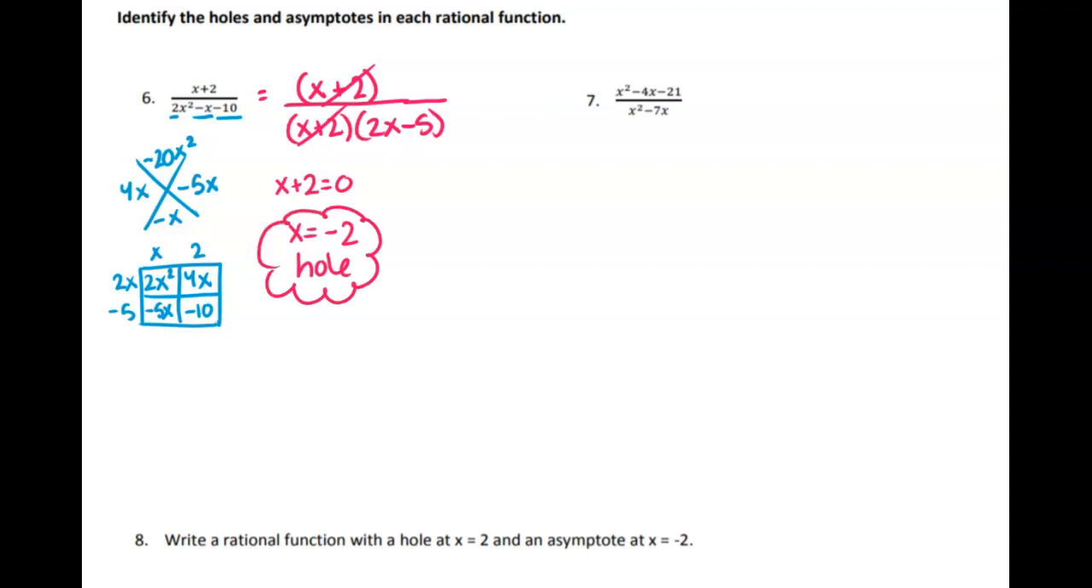The 2x minus 5 is left in the denominator, and so that will create our asymptote. So if you set 2x minus 5 equal to 0, add 5, 2x equals 5, divide by 2, x equals 5 halves. That must be our asymptote.